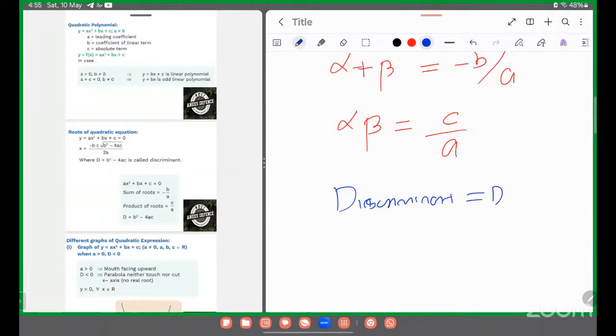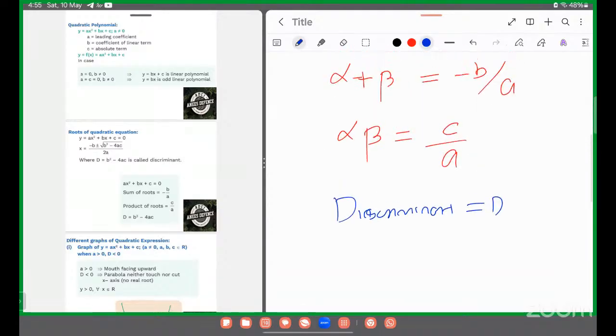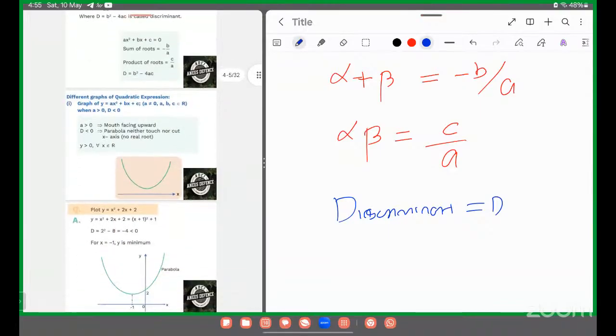Discriminant D. So for every equation, you can plot a graph in the rectangular coordinate system or the xy plane. If you plot a linear equation, you will get a straight line, because a linear equation always represents a straight line. Similarly, a quadratic equation will always represent a curve. If you plot the quadratic equation in the xy plane, you will get a curve like this.